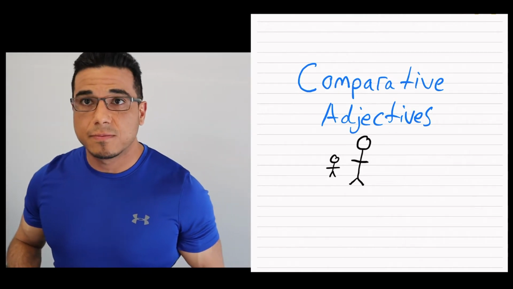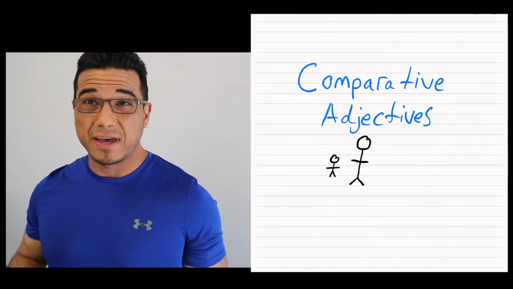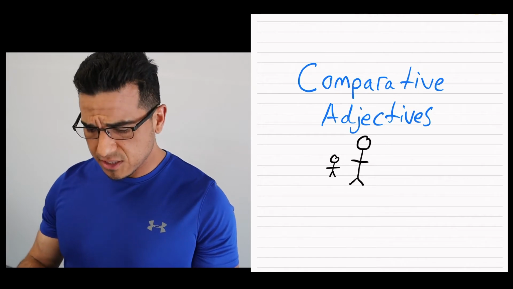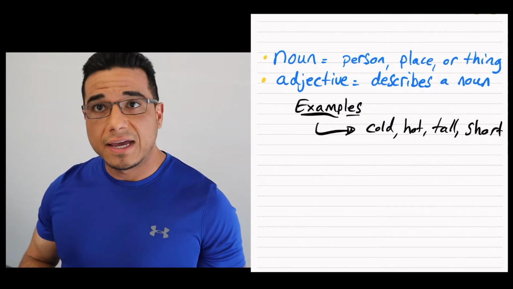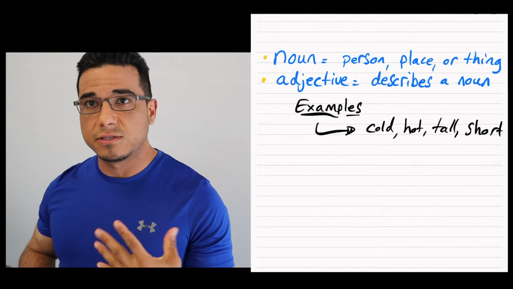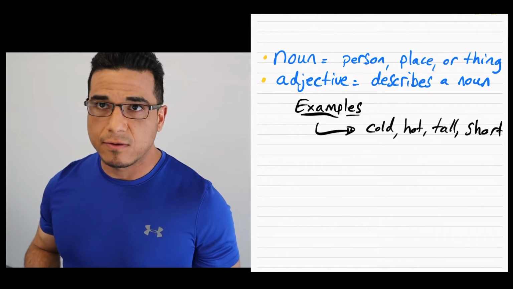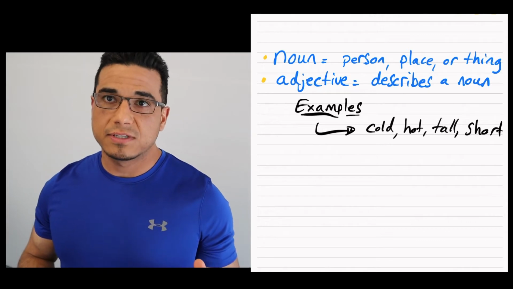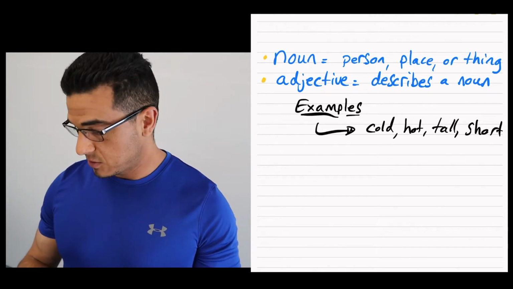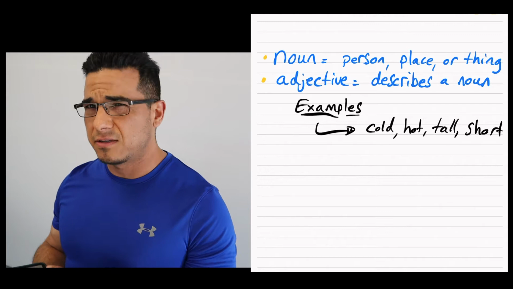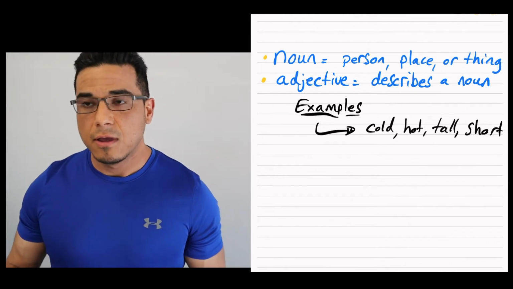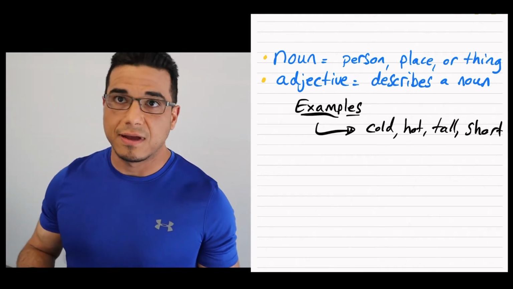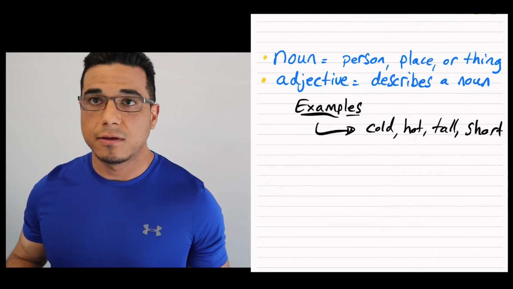So today we're going to jump into a discussion on comparative adjectives. And just as a quick reminder, an adjective is a word which will describe or modify a noun. And as a further reminder, a noun is always a person, place, or thing. So, all right, some examples of adjectives, some very basic ones that I give here are going to be cold and hot. And then we've got tall and then short.